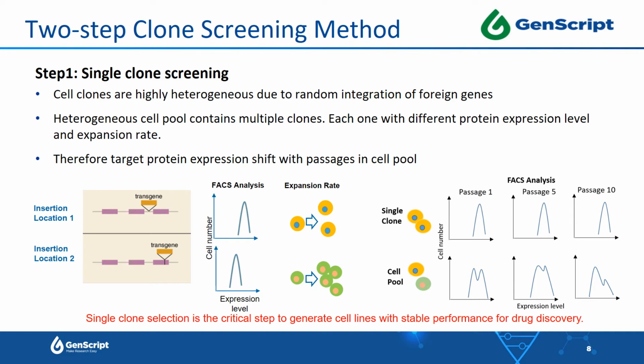Different cell clones, as shown in the yellow and green, may have different expansion rates. Therefore, in a cell pool after a few passages, you'll start to see the expression level of the target gene shift due to the outgrowth of one clone versus another clone. Only when you have a single clone stable cell line can you have the expression level stable after passages.